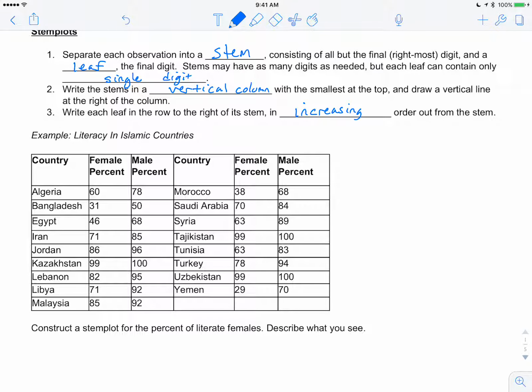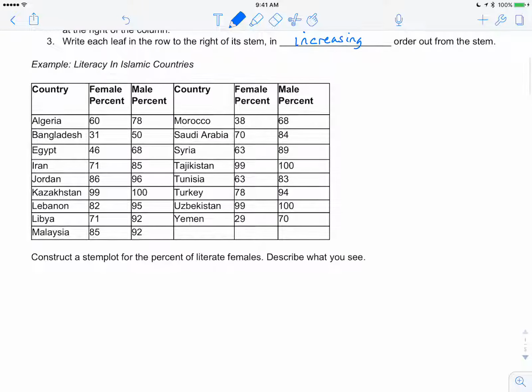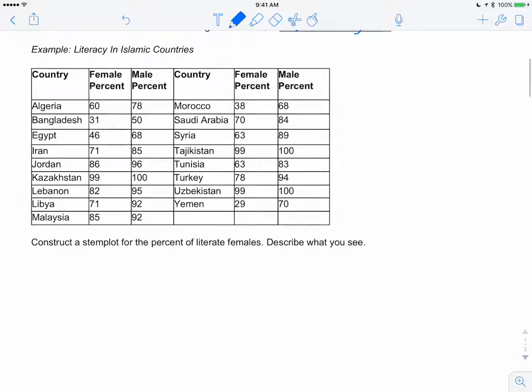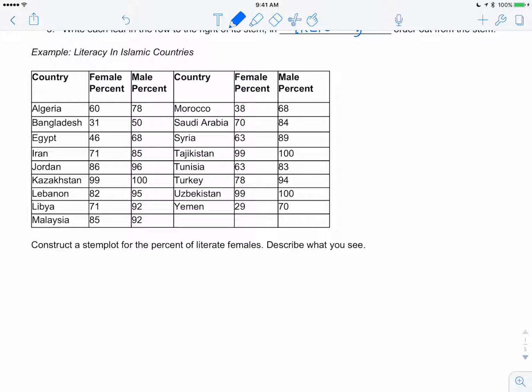So in this example here, we have a table. It's got the country, and then female, male percent, country, and then female, male percent. So it's essentially a list of countries with the percentage of literacy for males and females in Islamic countries. It's just two lists put next to each other. You're going to construct a stem plot for the percent of literate females. Describe what you see. If you look at this list, we're going to focus on the female column. So I'm going to go ahead and cross out the male ones so we don't accidentally use them.